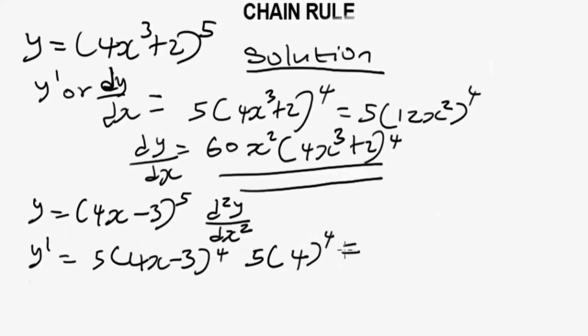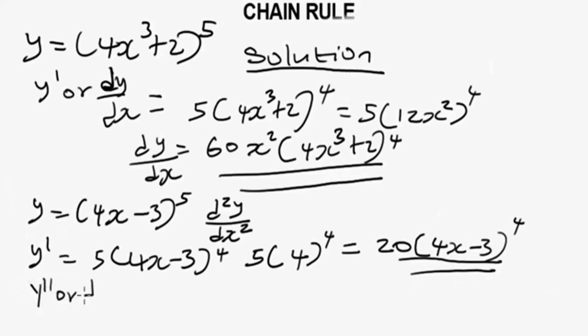So the final value for the first derivative will be 5 times 4, which is 20. Bring back the original values of the brackets, that's 4x minus 3 raised to power 4. So this is the value for the first derivative. I hope you got it. Now finally, the second derivative, y double prime or d2y over dx cubed, will be, so differentiate once more as usual.